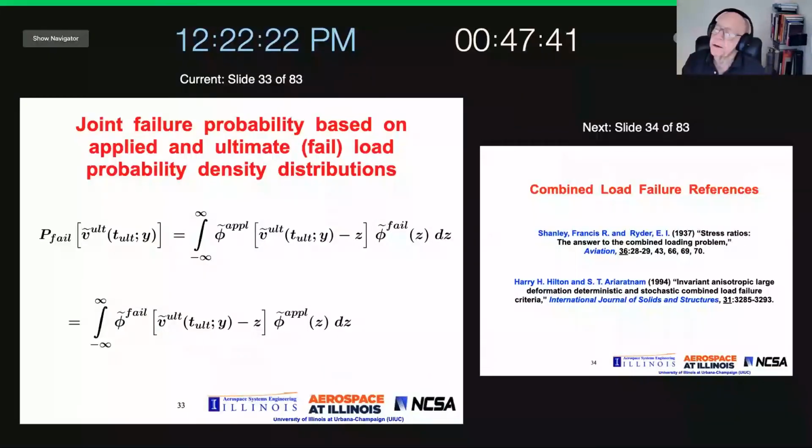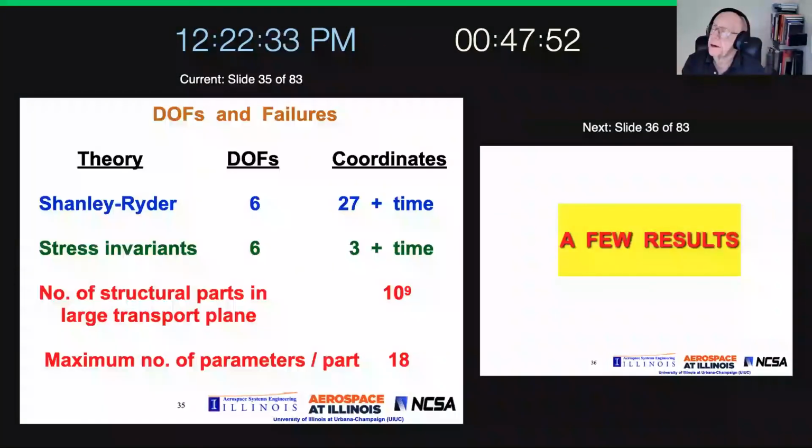Well, it's not as simple as that. It's a miserable equation that gives you the probability of failure. And nothing comes easy, as you know. Some references. Now, the other thing that I want to point out is when we talk about invariants, those are the invariants of the stress vector. In the case of the Shanley-Ryder, you've got 27 possibilities because it's all based on one-dimensional uniaxial stuff, whereas you get basically 28 equations to worry about here, or if you put it all together, 28 variables, whereas with the invariants, you get only 4. So this is a preferable way to go.